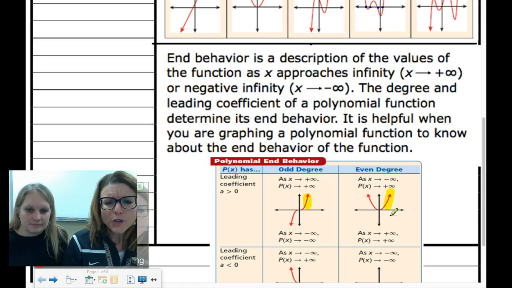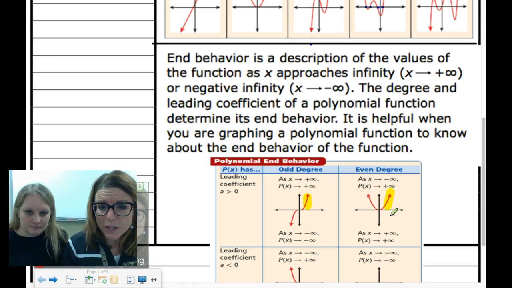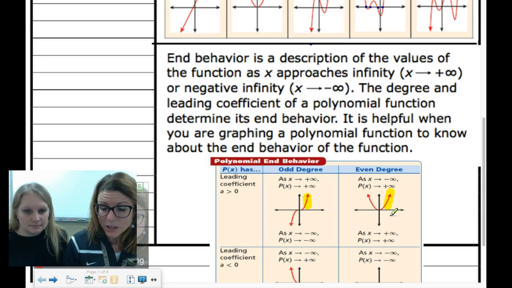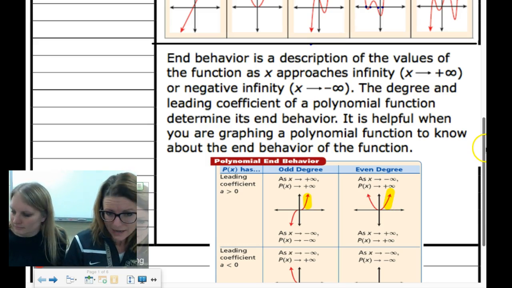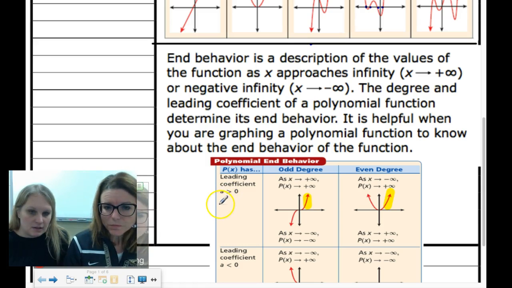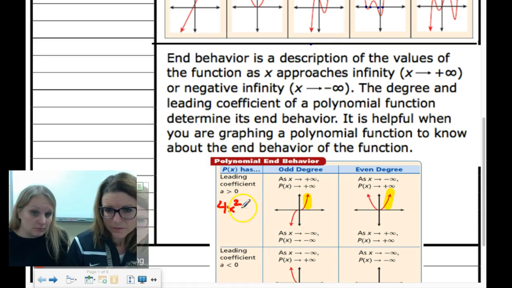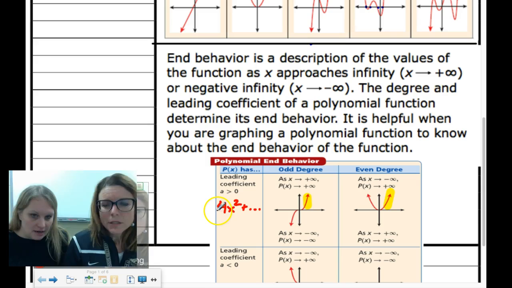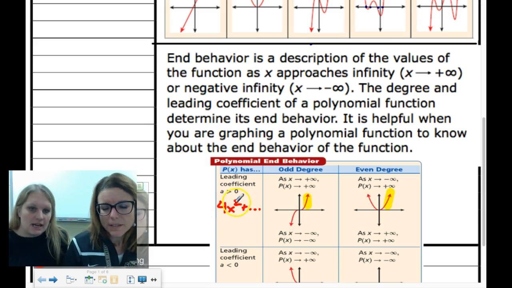Two things that we consider when we're figuring out end behavior. Number 1, when you're given a polynomial, is the leading coefficient positive or negative? If it was positive, like I'd have a 4x squared plus something, who knows, it would have a positive leading coefficient. And this one's squared because it has 2.